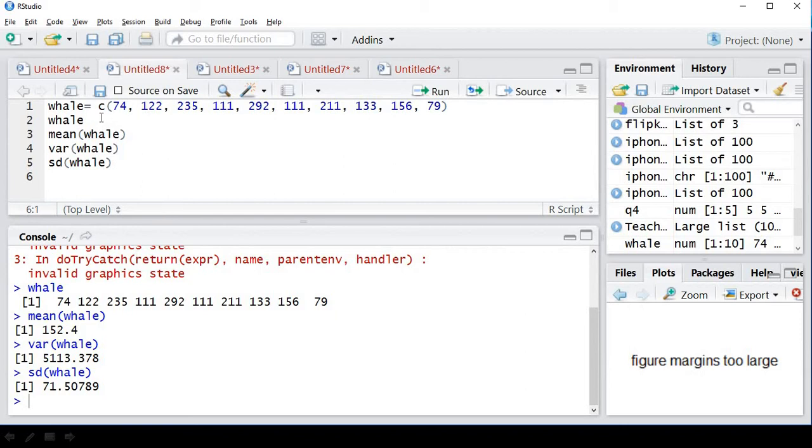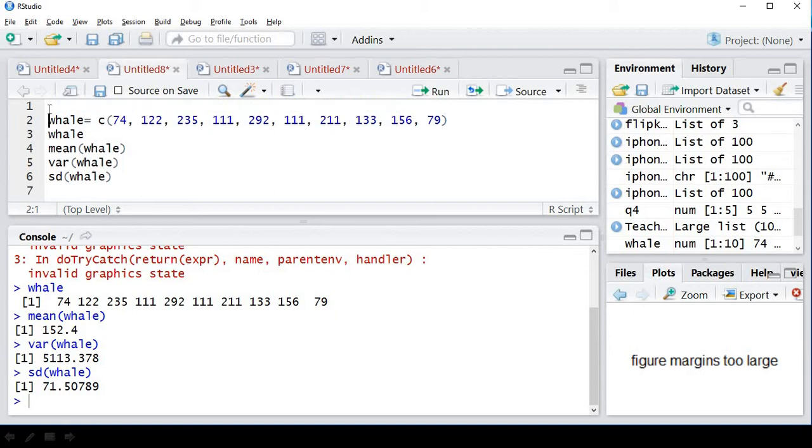First I create the vector val, that is the variable. Now I find the mean using the mean command, variance using the var command, and then I use my standard deviation, that is the SD command. This is question number 1. I'll write the comment that this is question 1. Okay, this is quite simple.